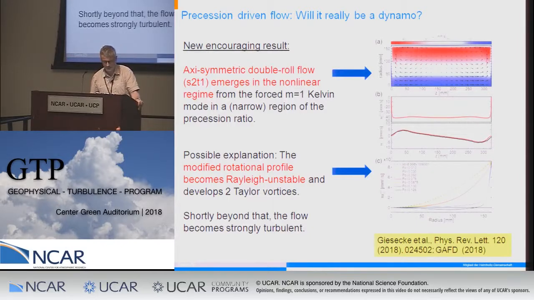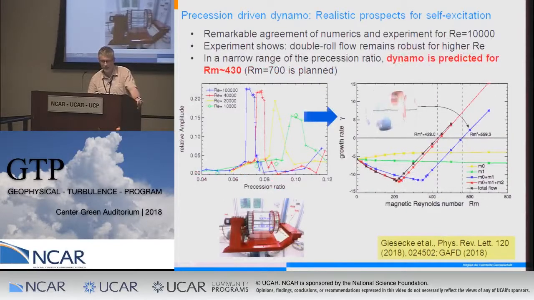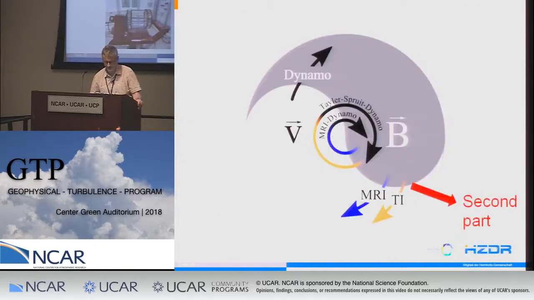The reason for the occurrence of this double roll structure seems to be that at that Poincaré number, you get a modified rotational profile, and this becomes really unstable. And this makes these two rolls. And now we have a simulation for the dynamo, and this gives us a prognosis of something like a critical Rm of 430. We have 700 available. We are not quite sure whether we can extrapolate to very high Reynolds numbers, but at least we are quite optimistic at this point.